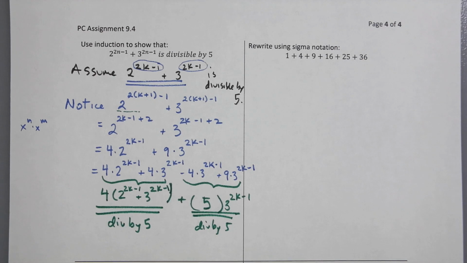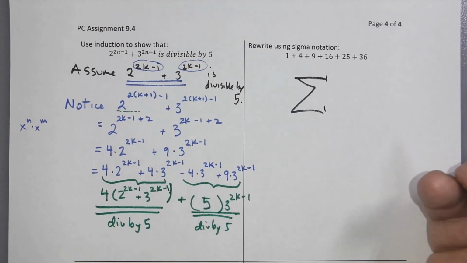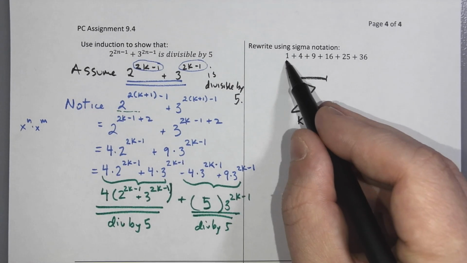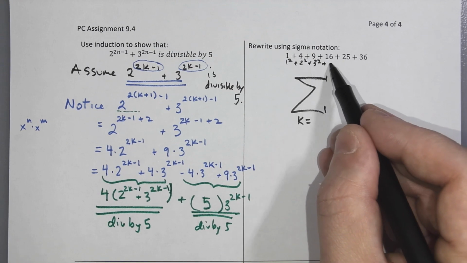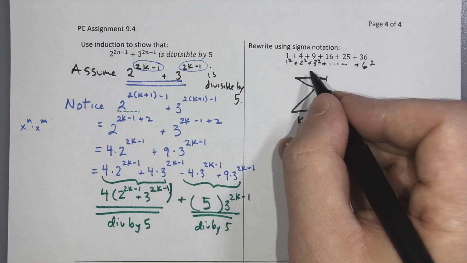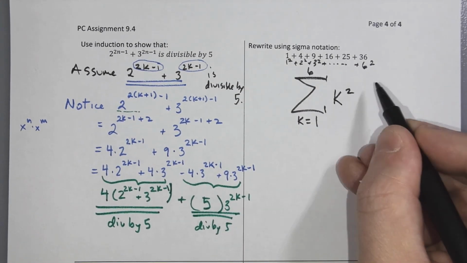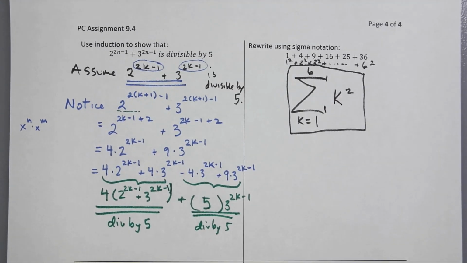On the right, we have rewriting in sigma notation. So let's be nice here. You can see that these are squares: 1 squared, 2 squared, 3 squared, all the way up until 6 squared. So we'll do k equals 1 to 6, and we'll add up the k squareds. So that is all they wanted us to do here, to rewrite in sigma notation.